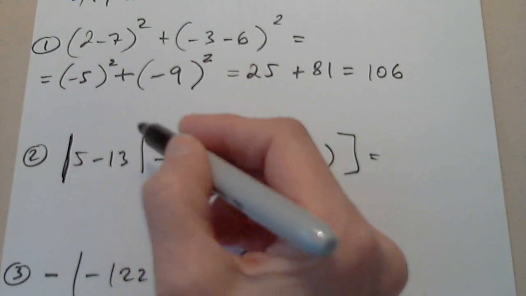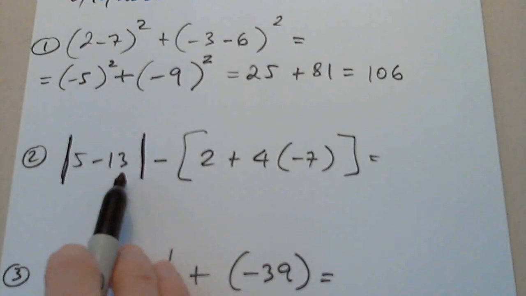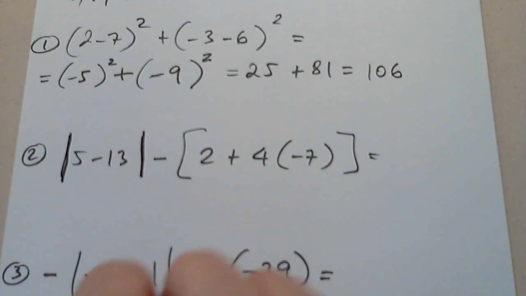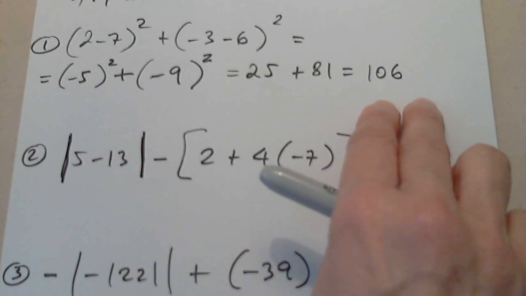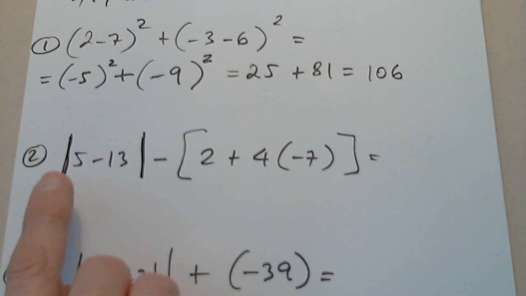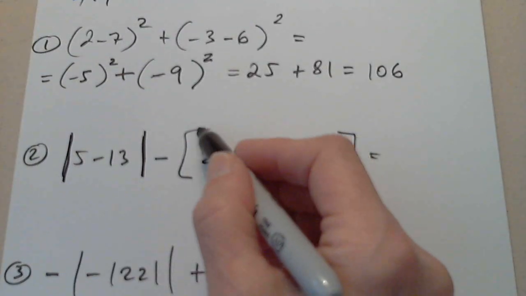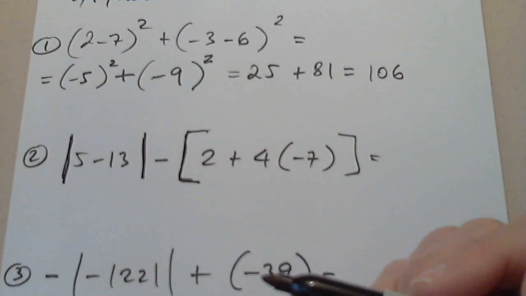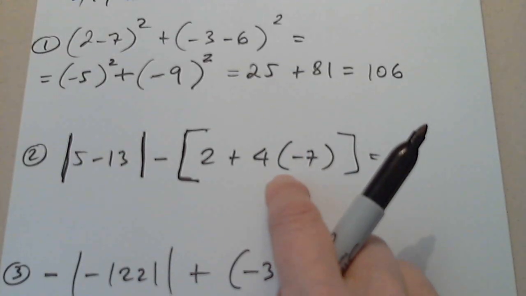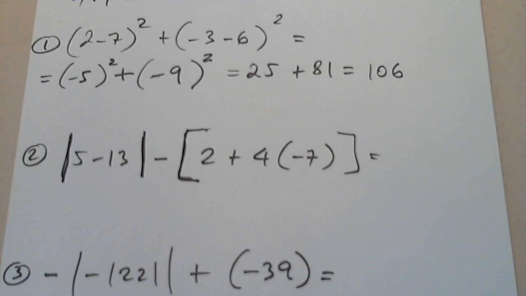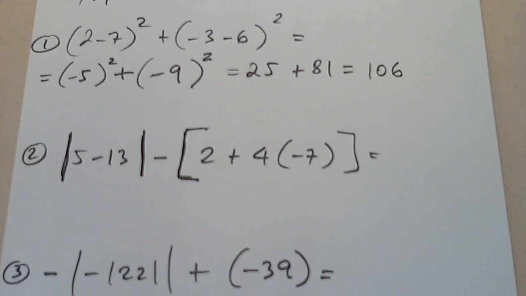So here we have the absolute value of 5 minus 13. Any questions? Don't let me move on if you have questions. Any questions on the first one? Okay, the absolute value of 5 minus 13 minus, notice that we have a bracket now, 2 plus 4, no operation symbol. If there is no operation symbol, can anyone clarify what operation is that? If there is nothing. Multiplication. Multiplication, thank you very much.